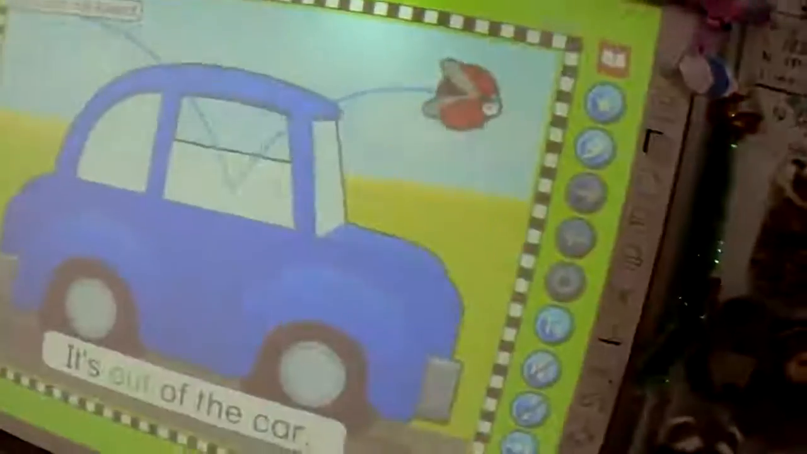Level 1, letter I, slide 89, speaking. We're going to be learning two sentence patterns.